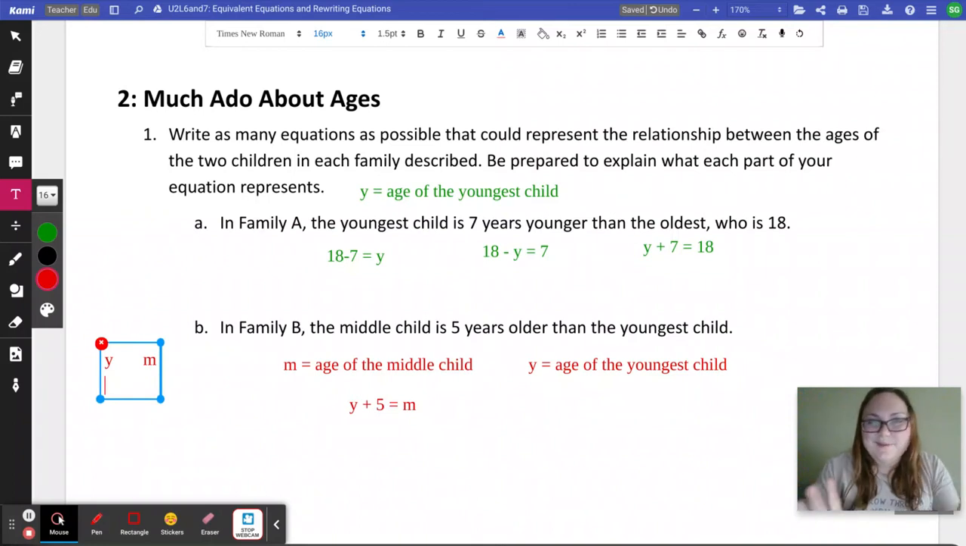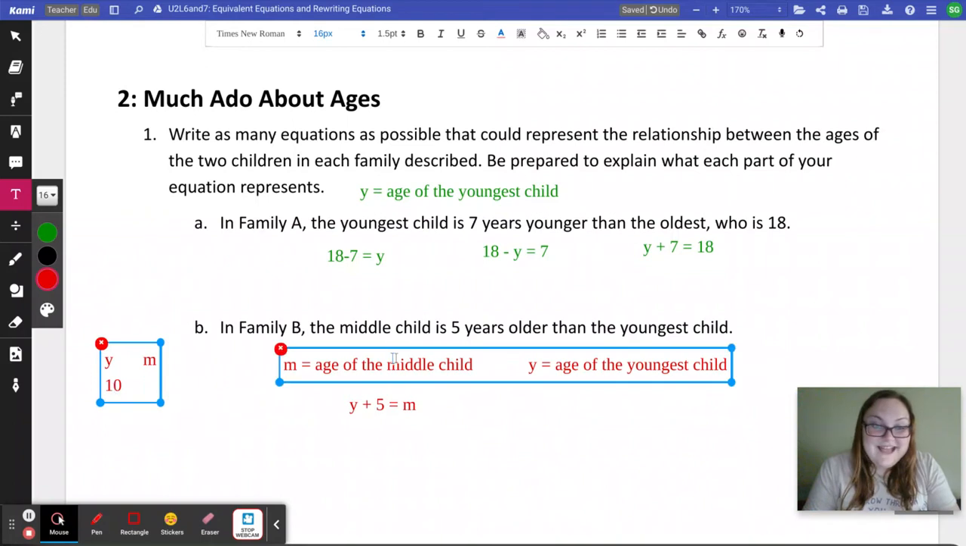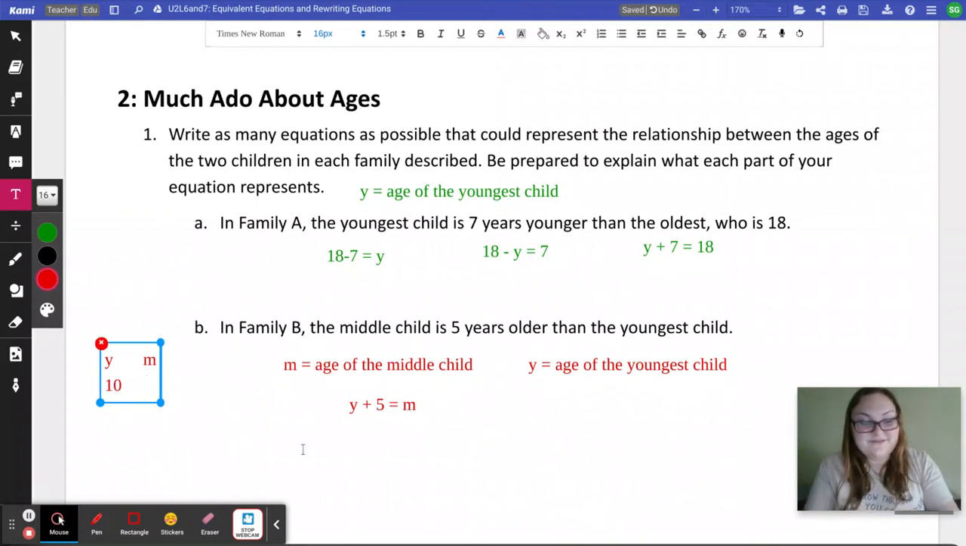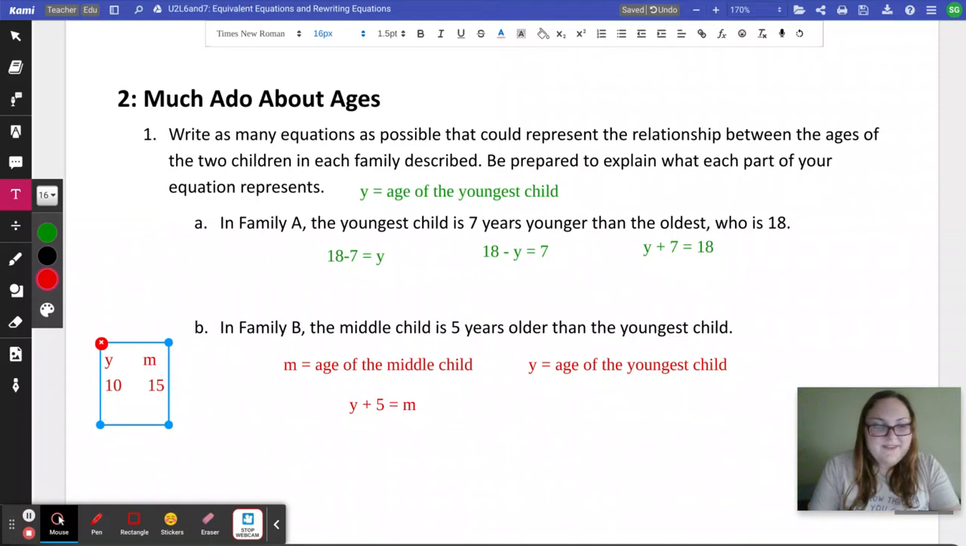For example, I'm going to pick a random number. We're going to make that youngest child 10 years old. If our youngest child is 10, do you know how old the middle child would be? Well, if the youngest child is 10, the middle child is 5 years older, so the middle child would be 15. We can pick another number. Maybe that youngest child is 20. How old is the middle child? Well, they're 5 years older, so they would be 25.